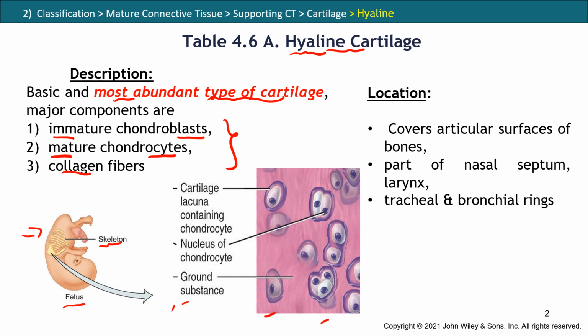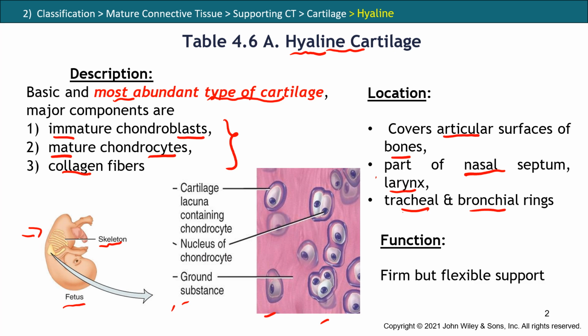The location, I told you that it will be in the articular surface of bones and it will be covering them. It will be in the nasal septum and in different parts of the respiratory system like the larynx, tracheal, and bronchial rings. And the function, I told you, is complementing the bones' function. So these ones, although they are firm, provide some flexible support. This is why they are in the articulation, in the articular surface of bones.